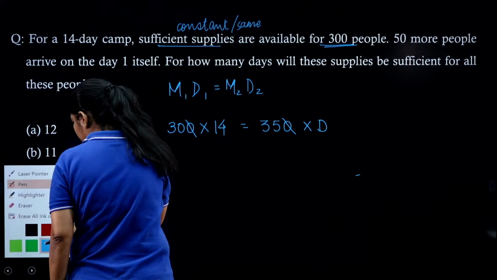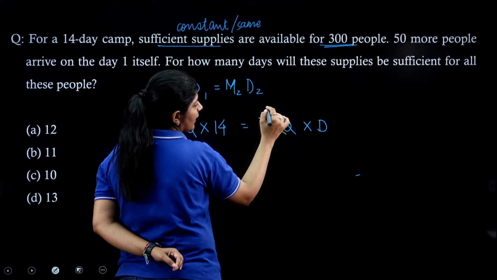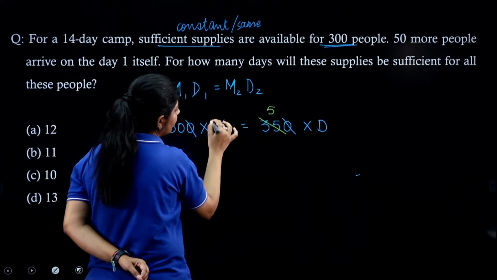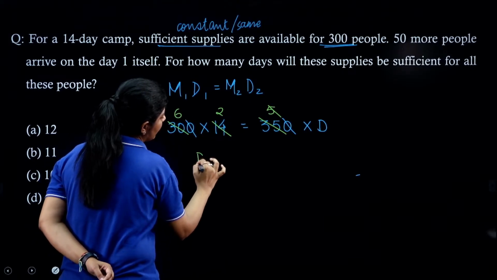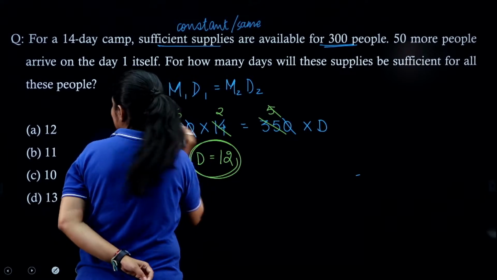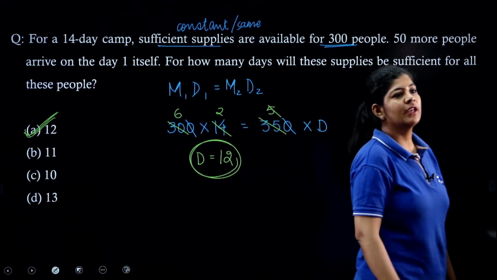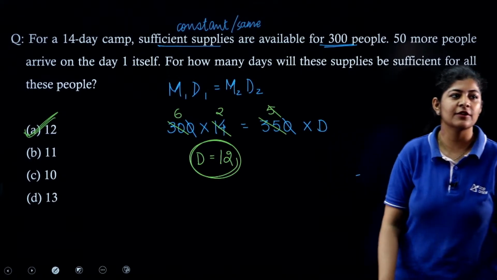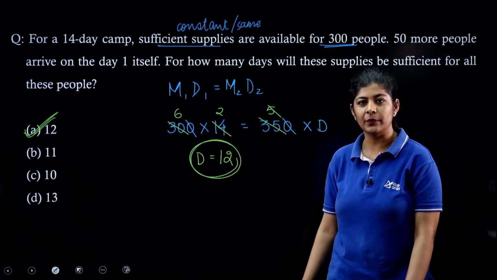So we simply cancel out this 0 and this 0. After that, we eliminate with the help of 7 first. So here we get 5, here we get 2, here we get 6, and the value of D that we get is 6 into 2, that means 12. For 12 days the food is sufficient for this number of people. So the correct answer is option A, 12.